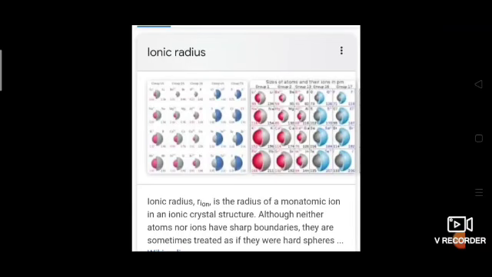What happened to the atomic radius? Atomic radius increases if the number of shells increases. So when you see down the group, number of shells increases. So atomic radius or atomic size increases when we move down the group.